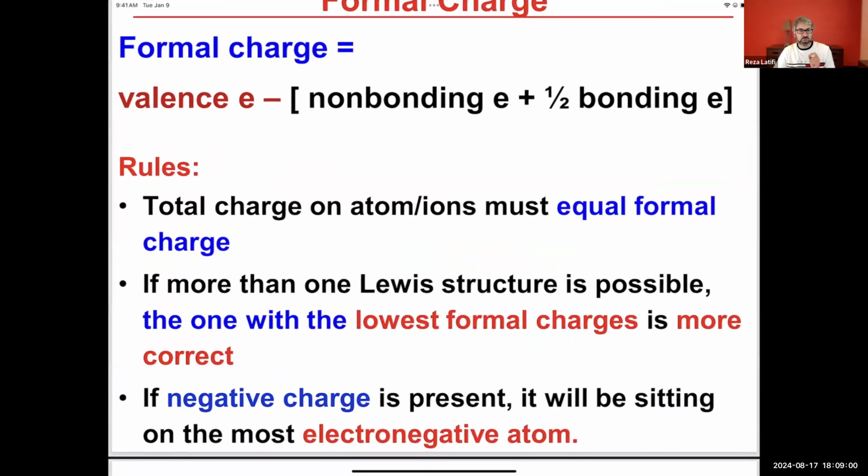Now, what's the best Lewis structure? The best Lewis structure is the one with the lowest formal charges. A structure that has all of them 0, 0, that's going to be the best. If you have to have a charge, the one that has the minimum number of charges, like maybe just +1 or -1 and the rest 0, 0, that's going to be the best.